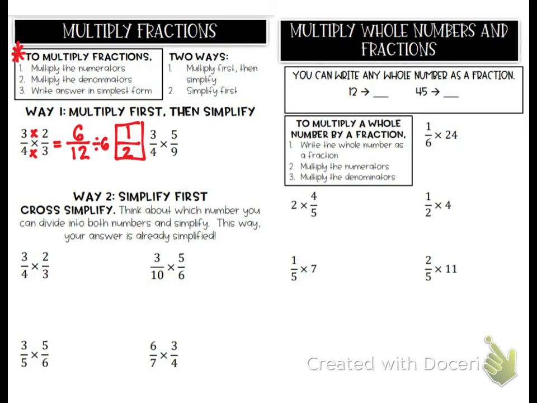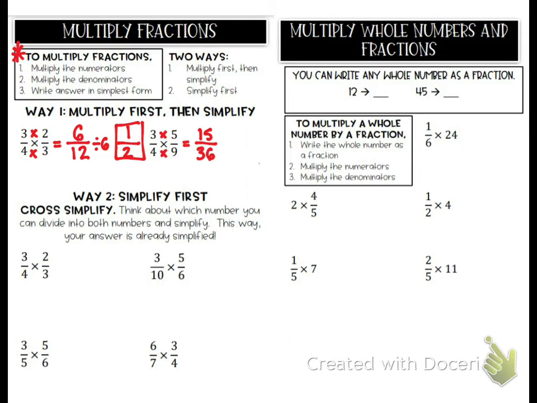On the next one, we're going to do it the exact same way. So we're going to go 3 times 5 and then 4 times 9. So write my fraction bar for my answer. 3 times 5 is 15 and 4 times 9 is 36.